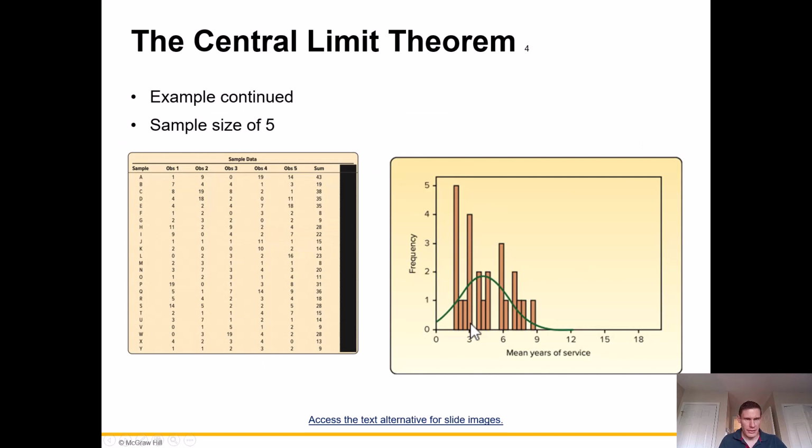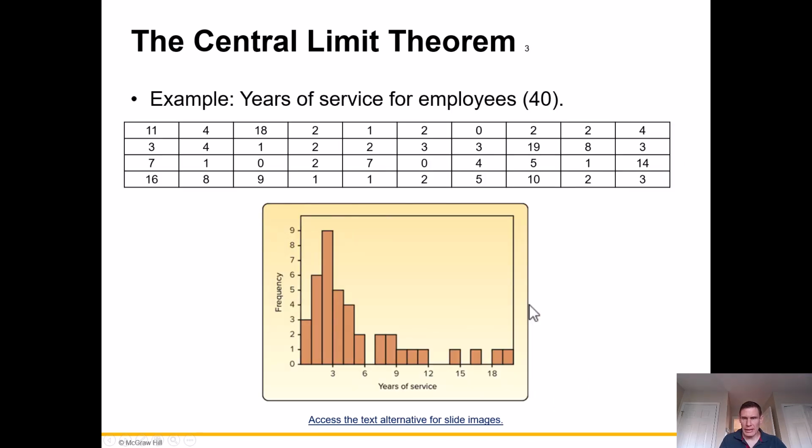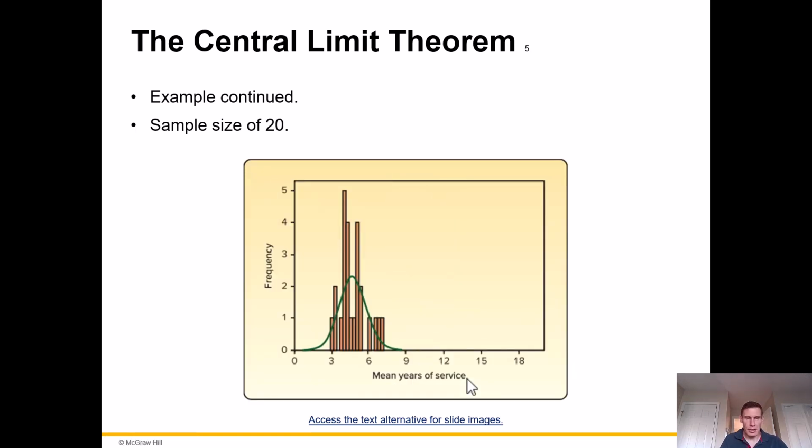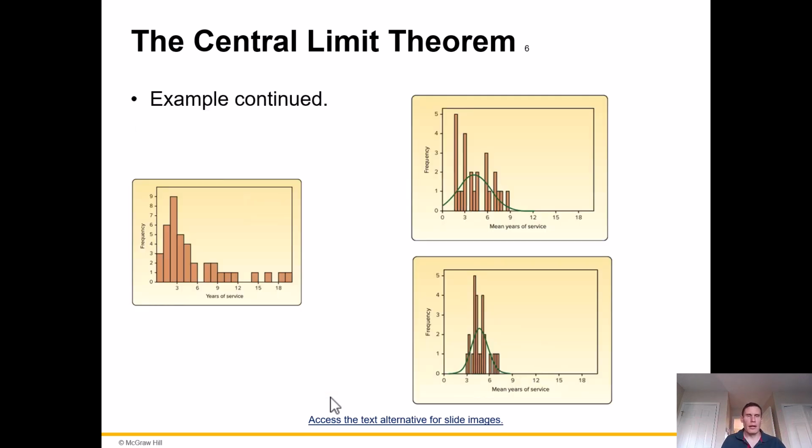So what if we have a sample size of 5? If you look over here, you can see it's looking a little more like a normal distribution now, but it's getting there, it isn't there yet. If we increase the sample size to 20, you notice how it's gone from that to that, and now it's getting more and more clustered around the mean. That's this idea of the central limit theorem.